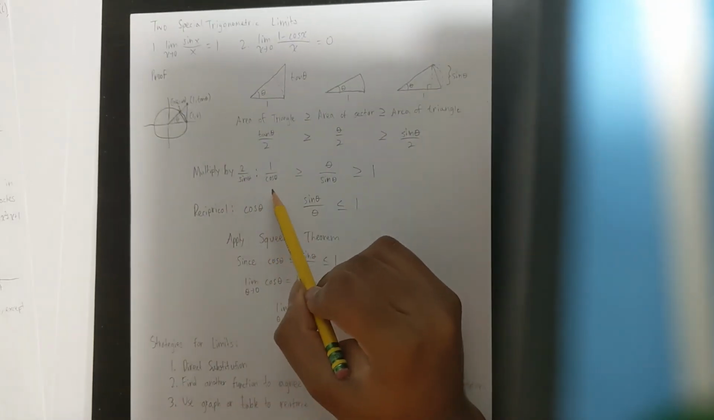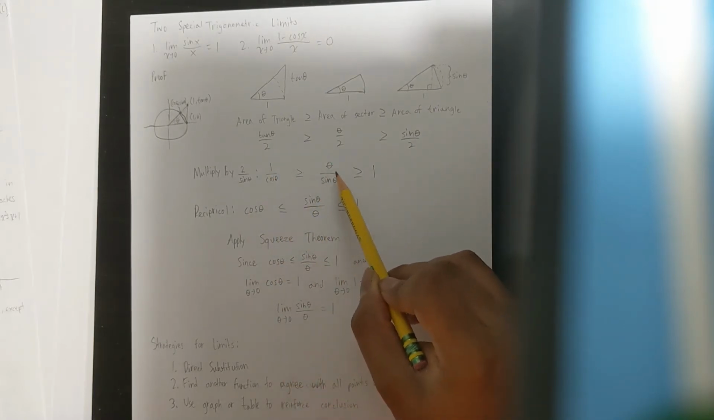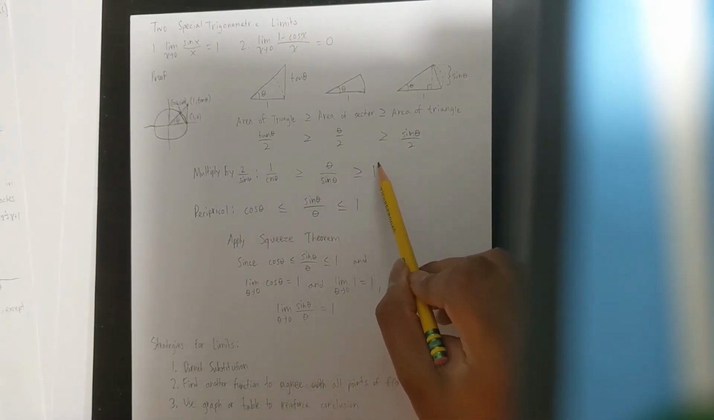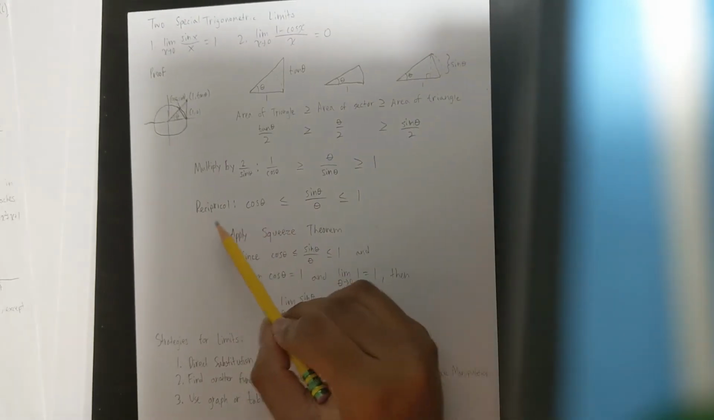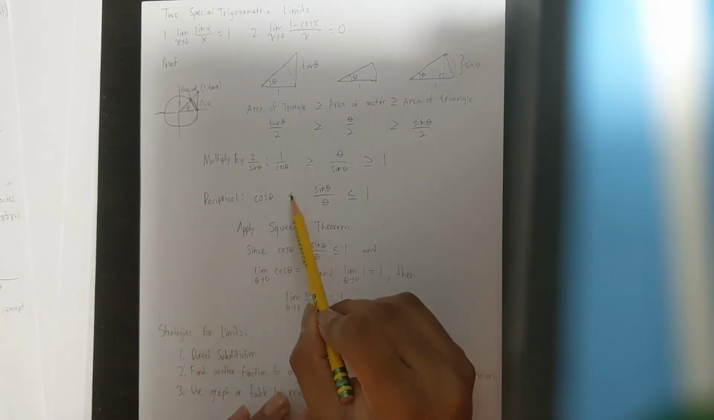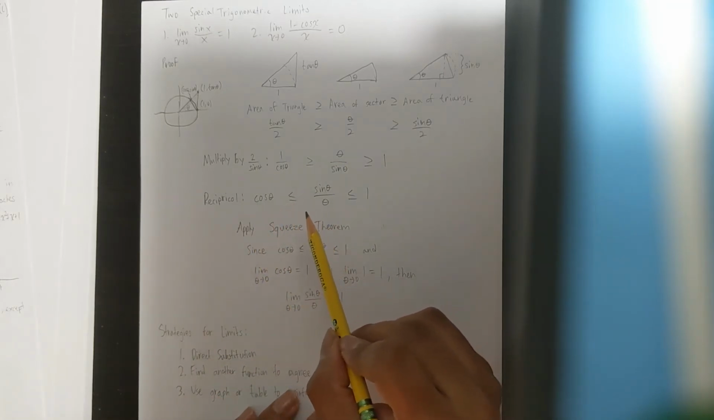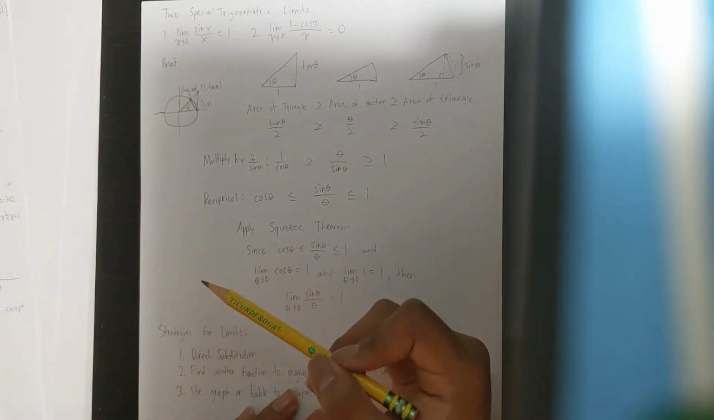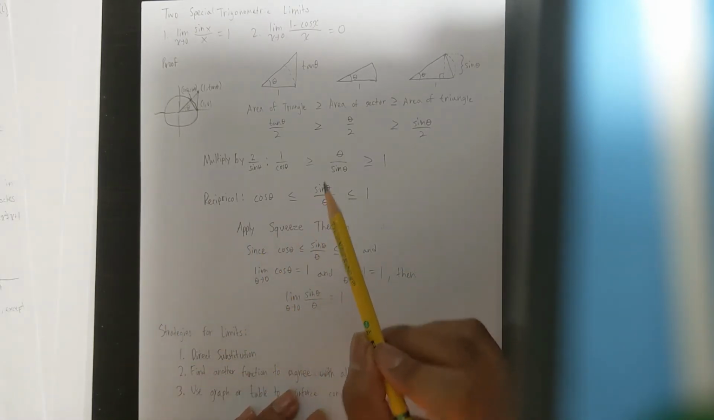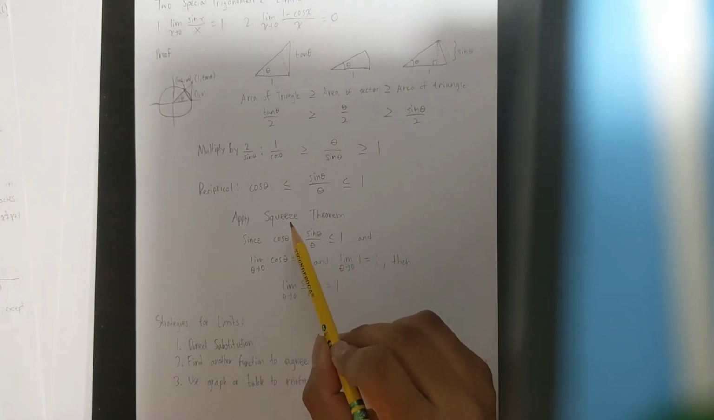Now, if you multiply all these by 2 over sine theta, you get 1 over cosine theta is greater than or equal to theta over sine theta, which is greater than or equal to 1. Now, if you take the reciprocal of these, obviously when you take the reciprocal, you change the inequality, because 1 is less than 4. But if you do 1 over 1, which is 1, 1 is greater than or equal to 1/4. So that's why you switch the sign.